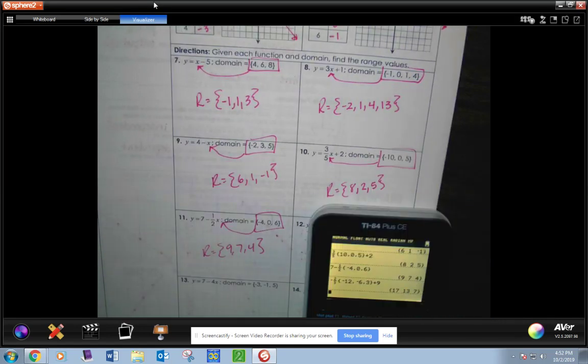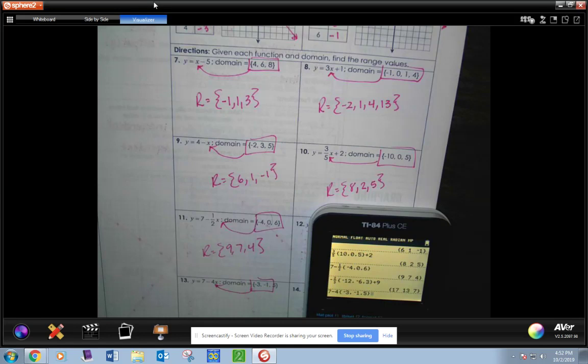Okay, 2 more. And remember, if you don't like this method, you can use the table. We're going to type 7 minus 4, and we're going to plug in x. So that means we open up our bracket, and we put that in for x. -3, comma, -1, comma, 5. Second close bracket. And there's nothing after the x, so I just hit enter. And I get 19, 11, and -13.